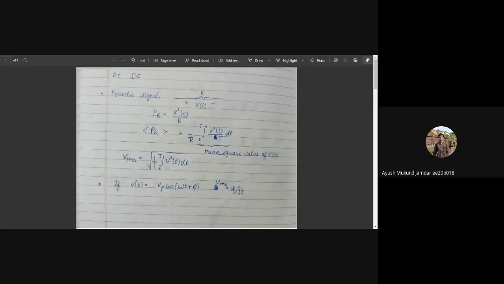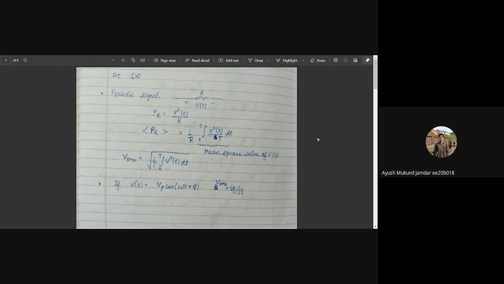And if V is a time varying signal, we can define average power. Average P_R is equal to 1 by T times the integral of the power, V squared of t by R, over dt, where capital T is the time period of the periodic signal, and we'll get the average power in one oscillation, in one period of the signal.